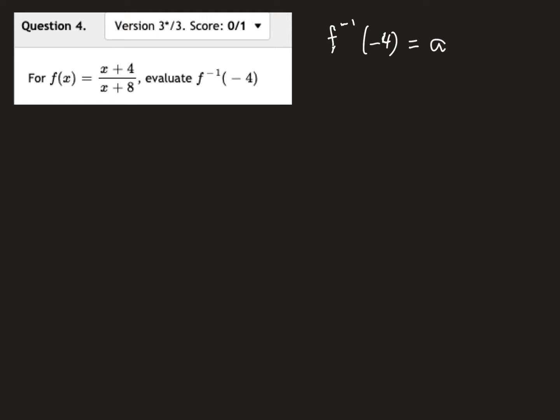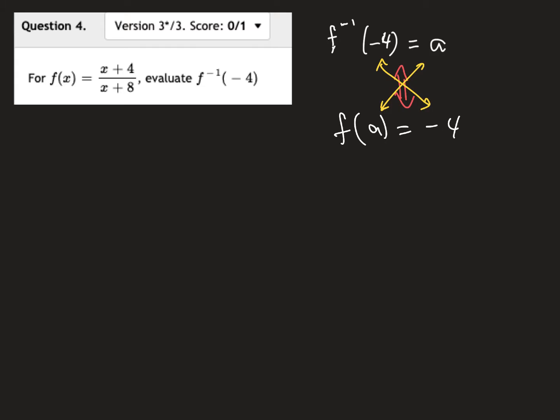So the reason that matters is because the definition of inverse tells us that that's equivalent to saying that f will take an input of A and give an output of -4. In other words, the inputs and outputs get swapped in a statement about f than they would be in a statement about f inverse. So any statement we have, an equation like this involving f inverse, we can turn into a statement involving f.